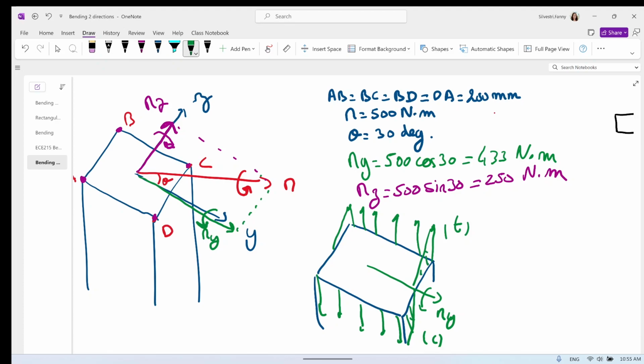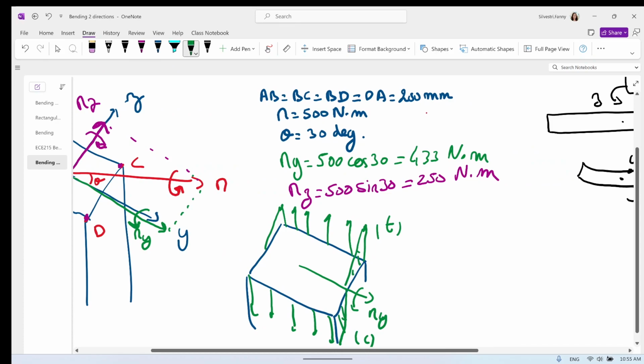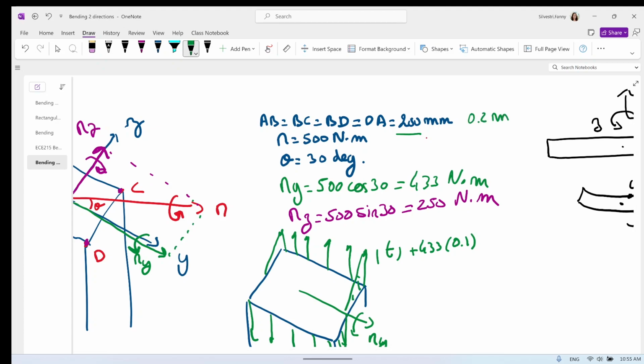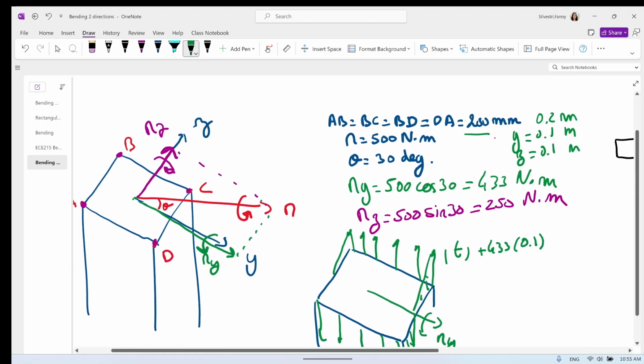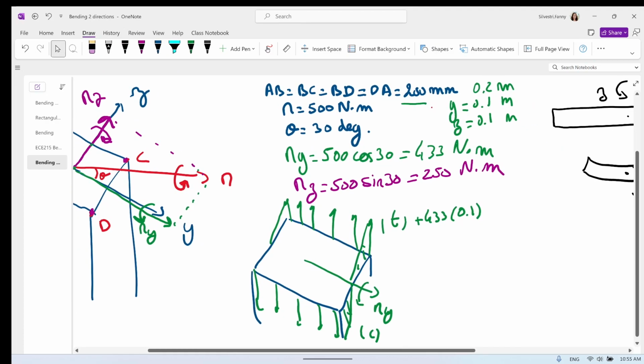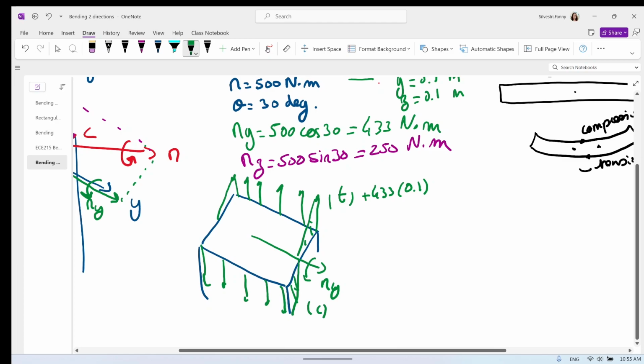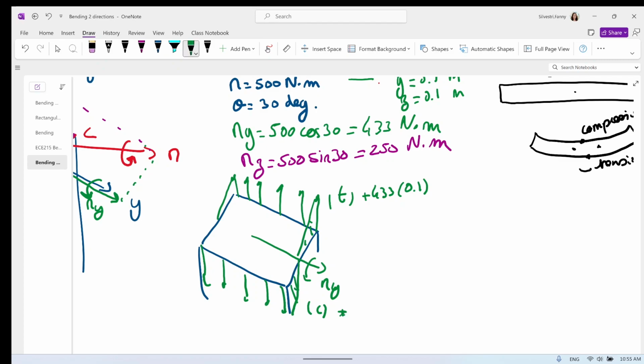And we have, so this is My, so this one in tension will be plus 433 times 0.1. Why 0.1? Because the side is 200 millimeters, so it's 0.2 meter. So the y equals 0.1, and the z also will be equal to 0.1 because it's a square. So the distance from the center to the side is 0.1 everywhere. So the fiber in tension will be subjected to a stress of 433 times 0.1. We need to divide by J. Let's do that at the end. And the compression, minus the 433 times 0.1.